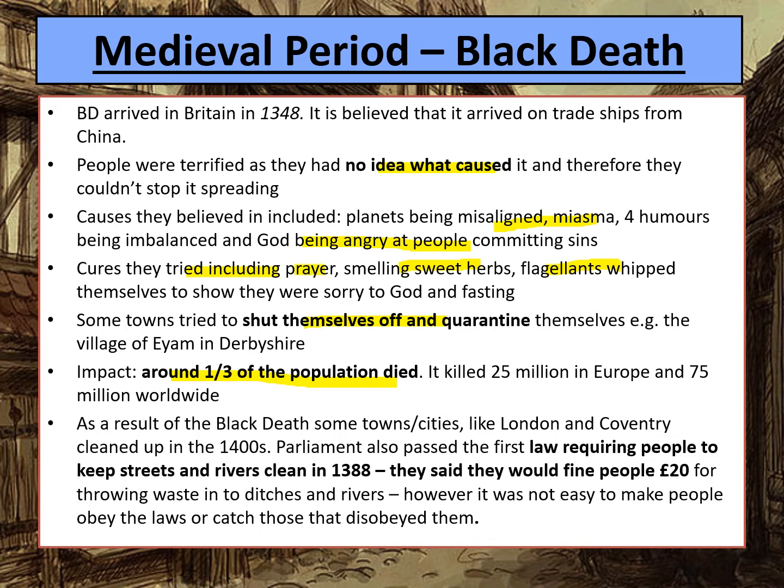So it did improve some people's lives that managed to survive, and it also did lead to some improvements with public health, although obviously not that many because there's still problems with the Great Plague in 1665, only 300 years later. So as a result of the Black Death, some towns and cities, places like London and Coventry, did start to clean up by the 1400s.